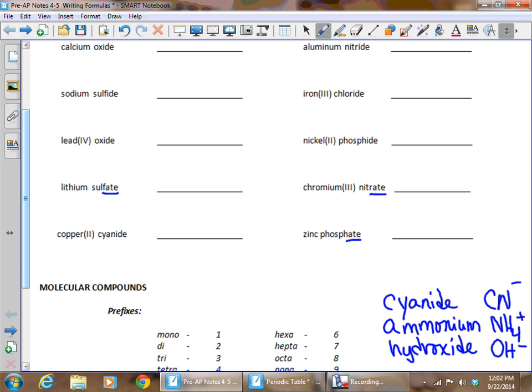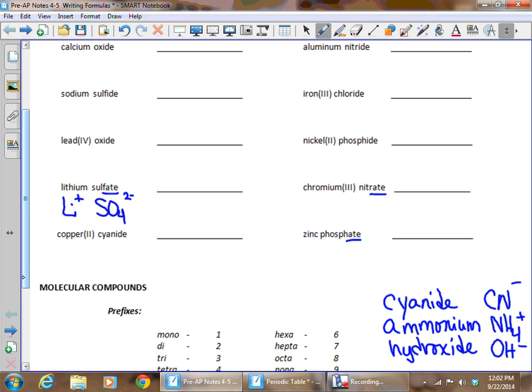So for lithium sulfate, we're going to do the same thing that we did on the previous set of notes. We're going to write our ions. Lithium is Li. It's in group 1A on your periodic chart if you look at your charges. So it's going to have a positive 1 charge. Sulfate, we know it's a polyatomic ion, so we look on our polyatomic ion list, and we see that sulfate is SO4 with a 2 minus charge.